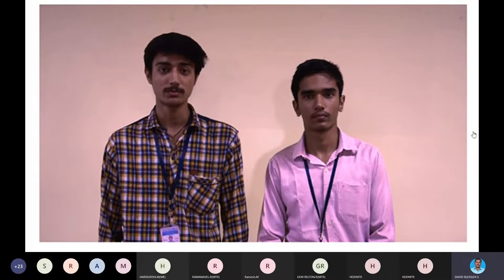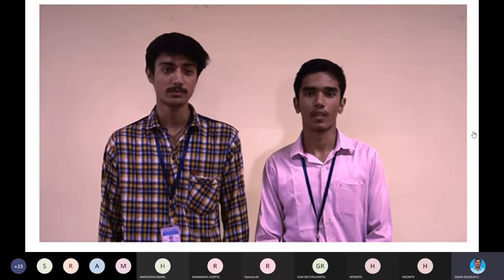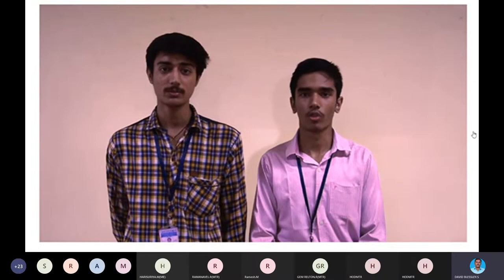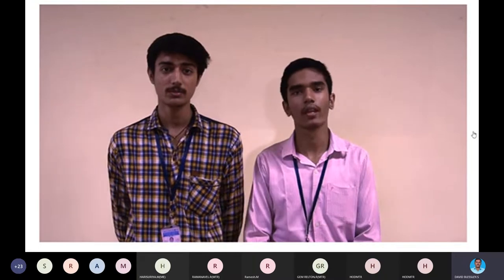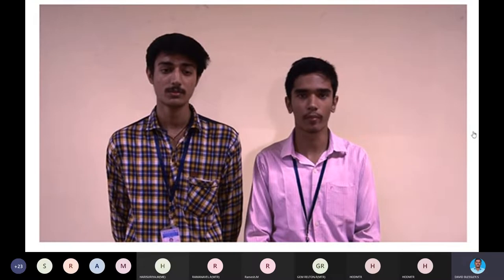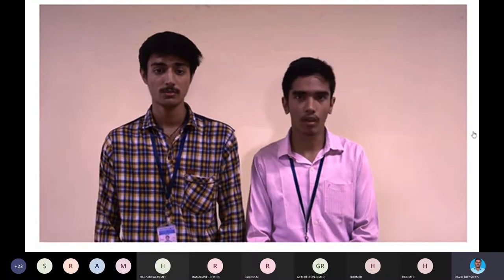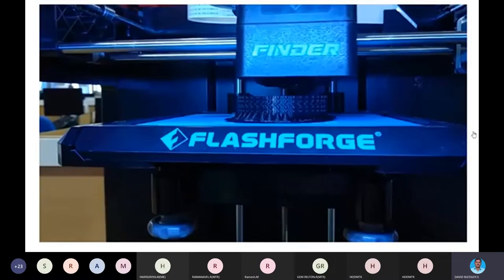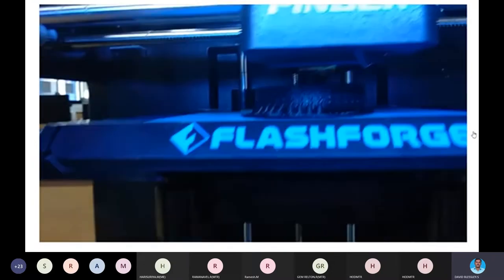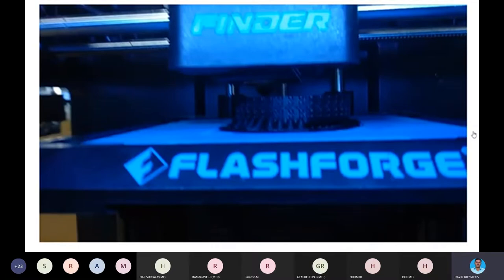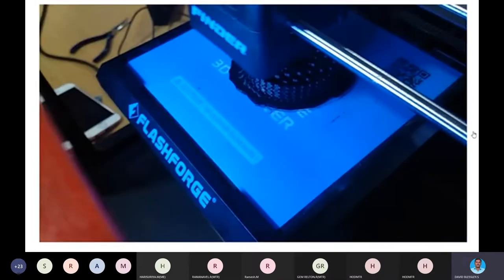The objective of our project is to sort the tires based on their inner diameter, outer diameter, and the tread pattern of the tire. So let us see the demonstration of how we have built the 3D model of the tire and prototype modeling. This is the 3D printer modeling of our tires in our college laboratory. We have used a FlashForge 3D printer for 3D modeling of our tire. You can see the various views of how we have built the tire using the 3D printer.